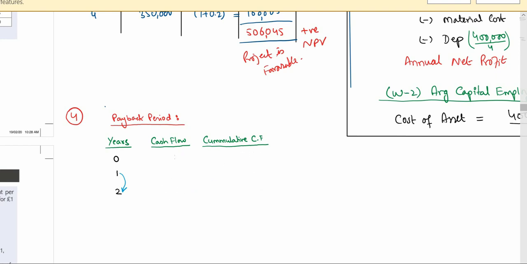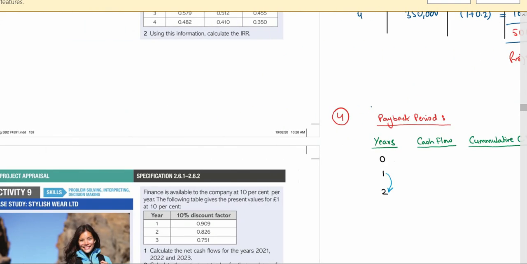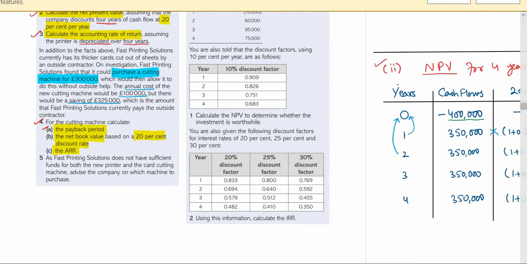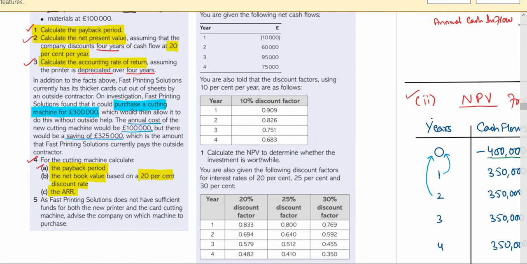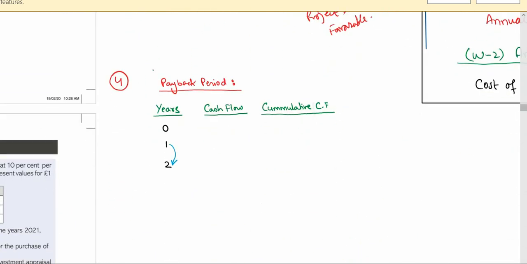So the cash flow in our case will be the 300,000. That is the cost of the machine, that is the 300,000. So that is the cash outflow. For the cash flow, it will be negative 300,000. For the cumulative cash flow, again it will be negative 300,000.